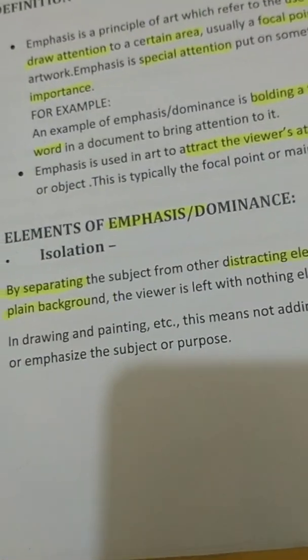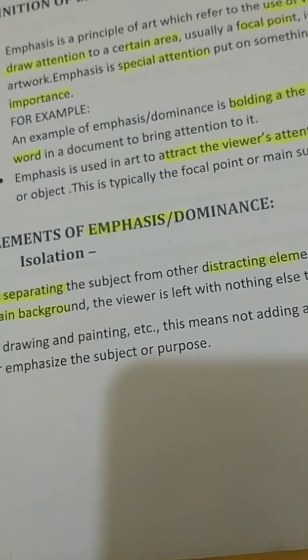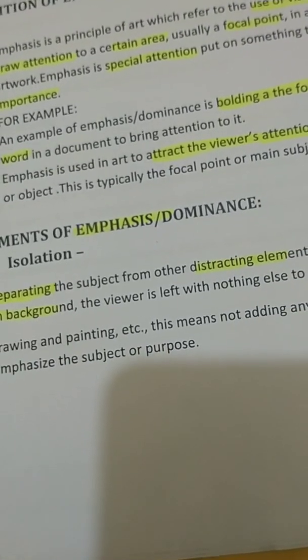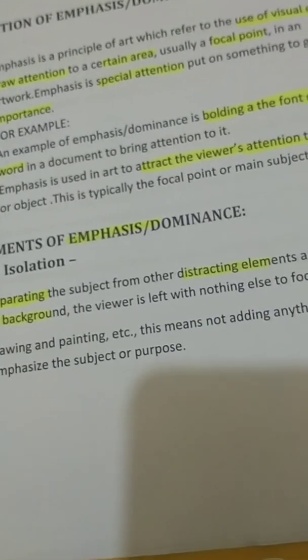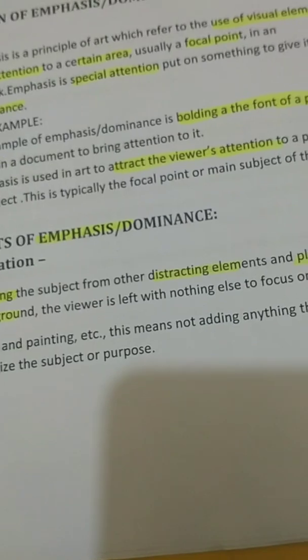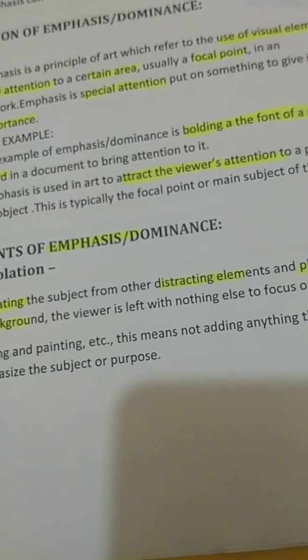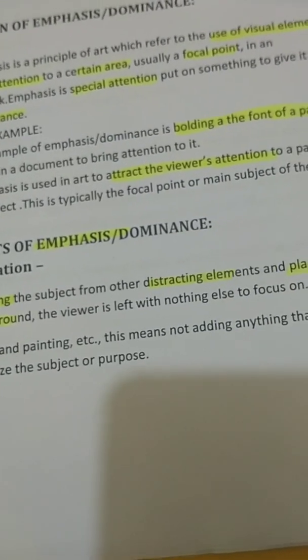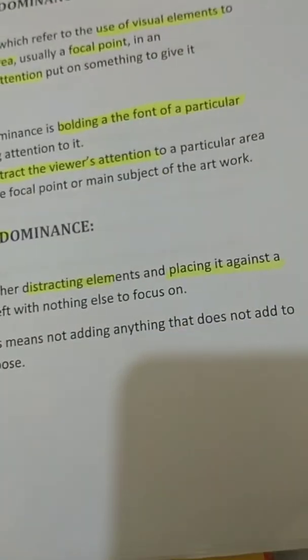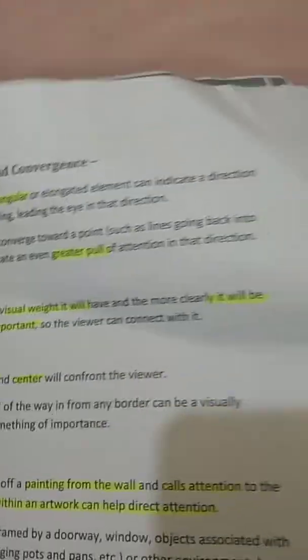First one is isolation. Isolation means separating the subject from other distracting elements and placing it against a plain background. The viewer is left with nothing else to focus on. In drawing and painting, this means not adding anything that does not emphasize the subject or the purpose. Isolation is an element of emphasis.